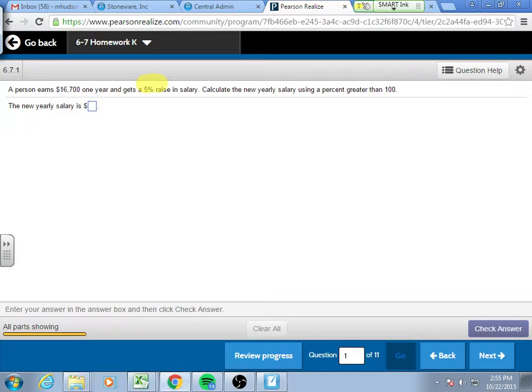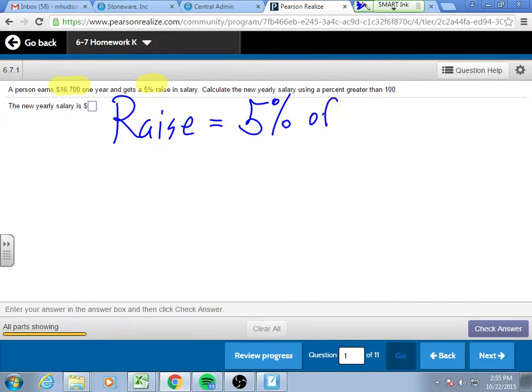A 5% raise in their salary of $16,700. So we're looking for the part, or the amount of the raise. The raise will be 5% of their salary. So what does "of" tell me to do? Multiply. Can I use this percent value or do I need to do something with it? Miriam? Make it into a decimal. I need to make it into a decimal. So I do 0.05 because I move that decimal 2 places to the left.